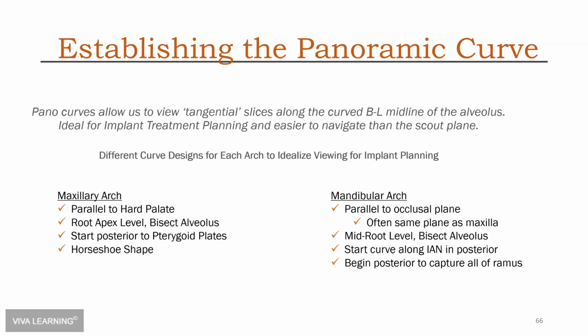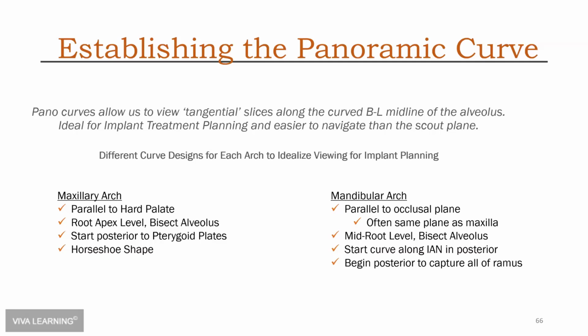But what's nice about the pano curve that those three slices didn't give us is they give us a tangential slice around the entire pano. So as we scroll from tooth 18 to 31, every slice we look at is going to be the buccal lingual slice of that tooth. Instead of having to use, like I said, the coronal for the posterior and the sagittal for the anterior, we're kind of combining the two things, okay?